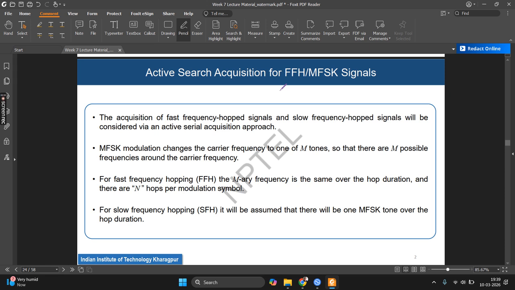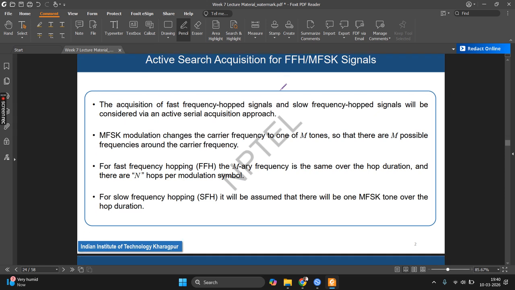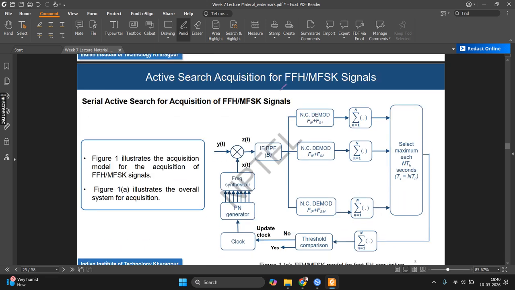Because it is slow frequency hopping, the frequency won't change within the hop, so there will be only one tone. In fast frequency hopping, the tones are changing because it is making hops. So that is what is written here.